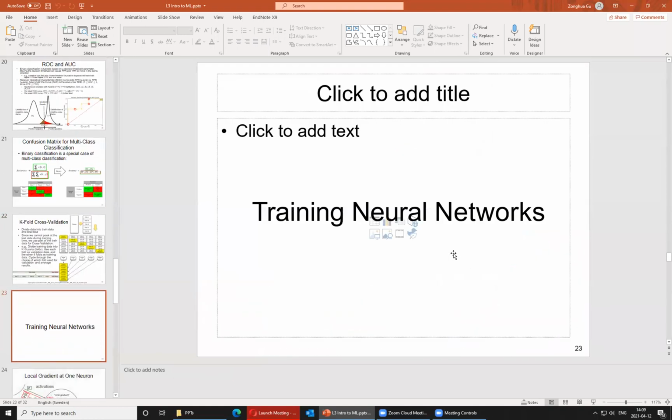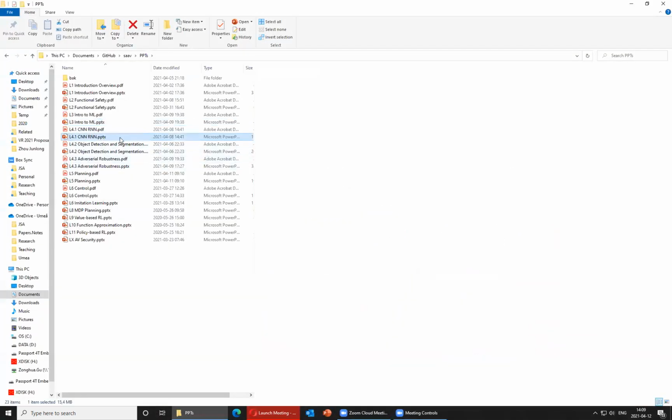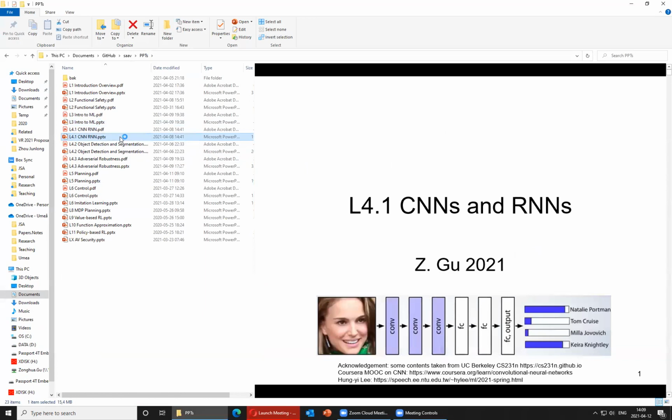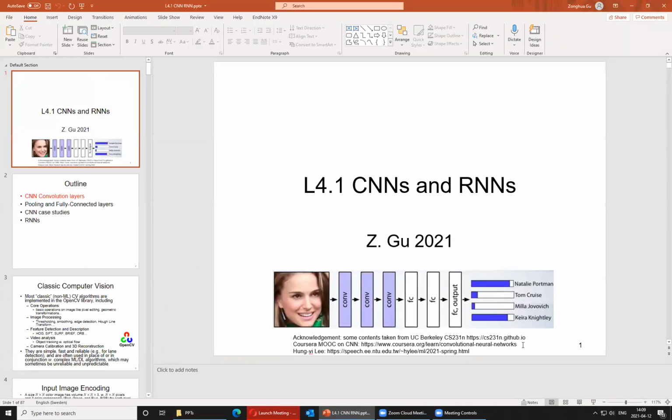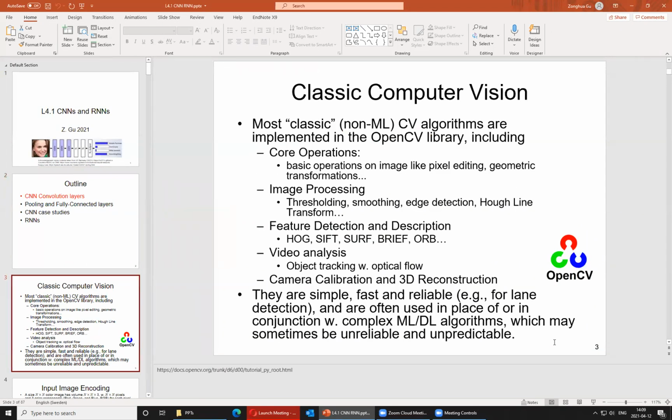So the rest is just some tips and tricks for training neural networks. On the lectures on CNN, let's briefly review.